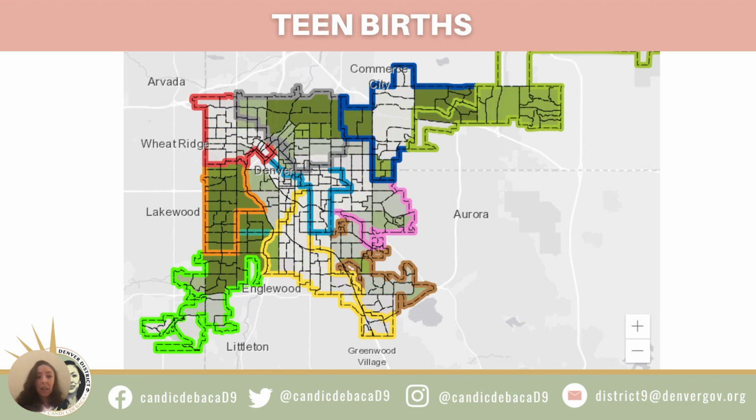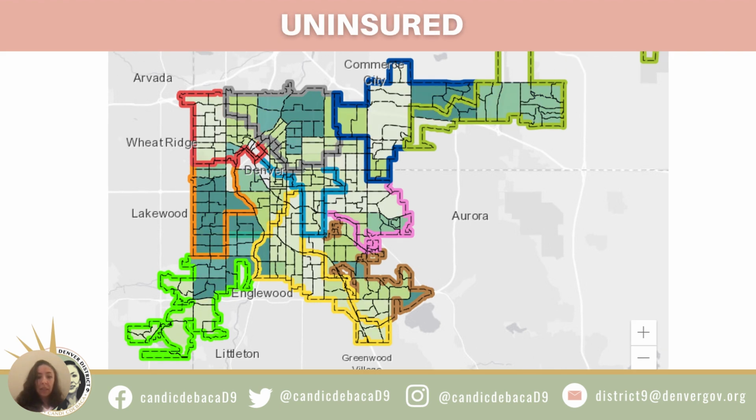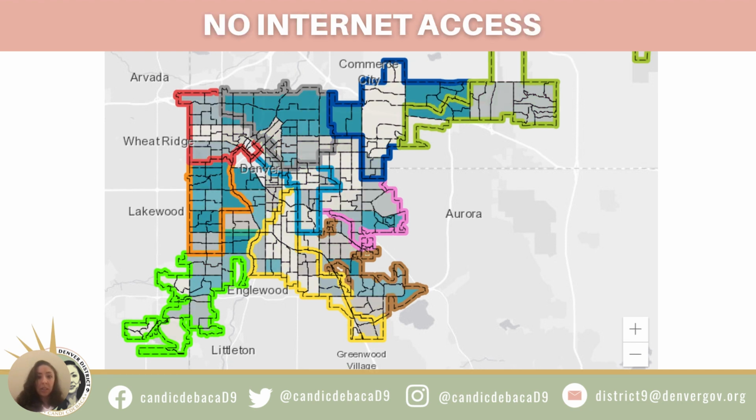Teen births, a community of interest we need to take into consideration. People who are uninsured, another one. The darkest areas are the heavier concentration of people who are uninsured. The lightest areas are people who are insured. No internet access.